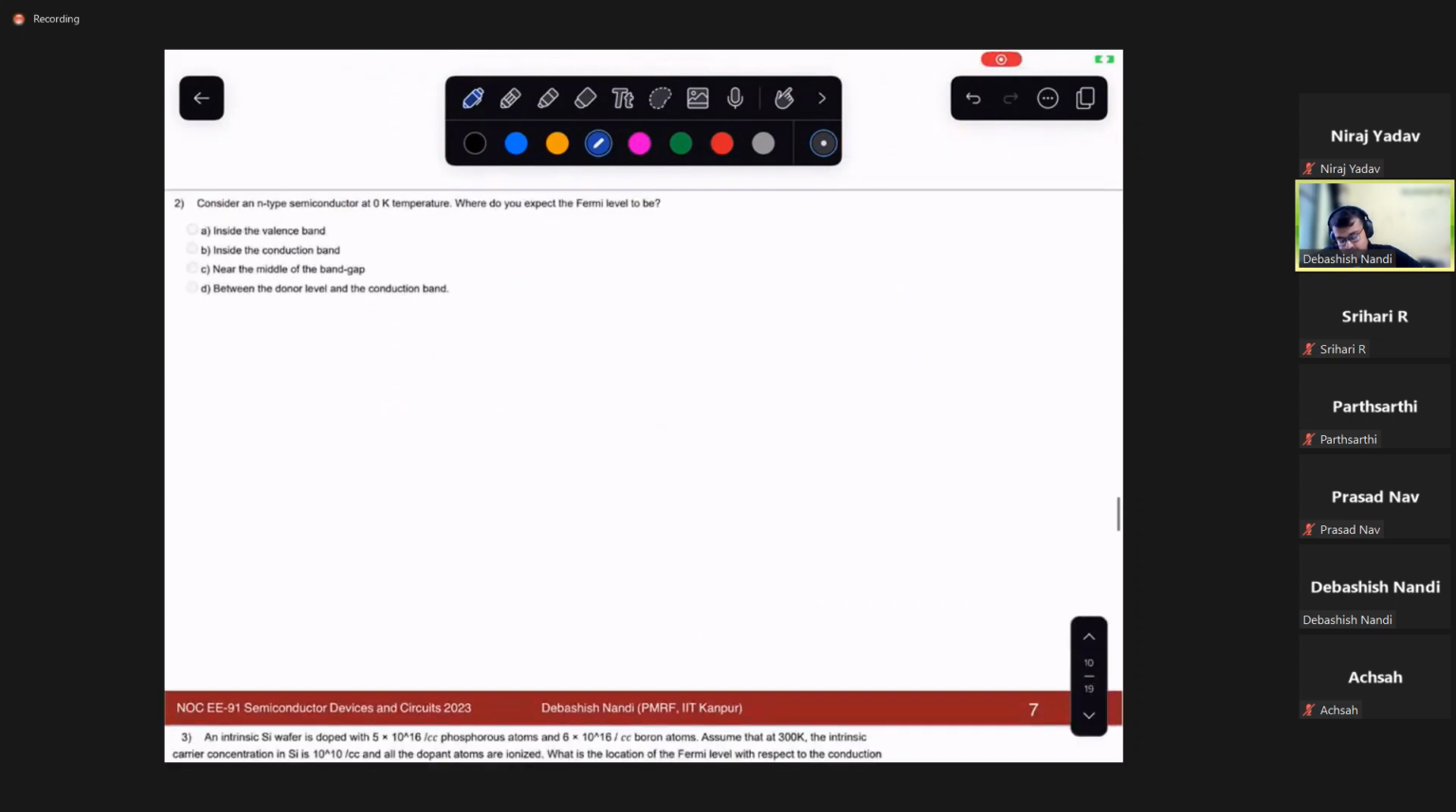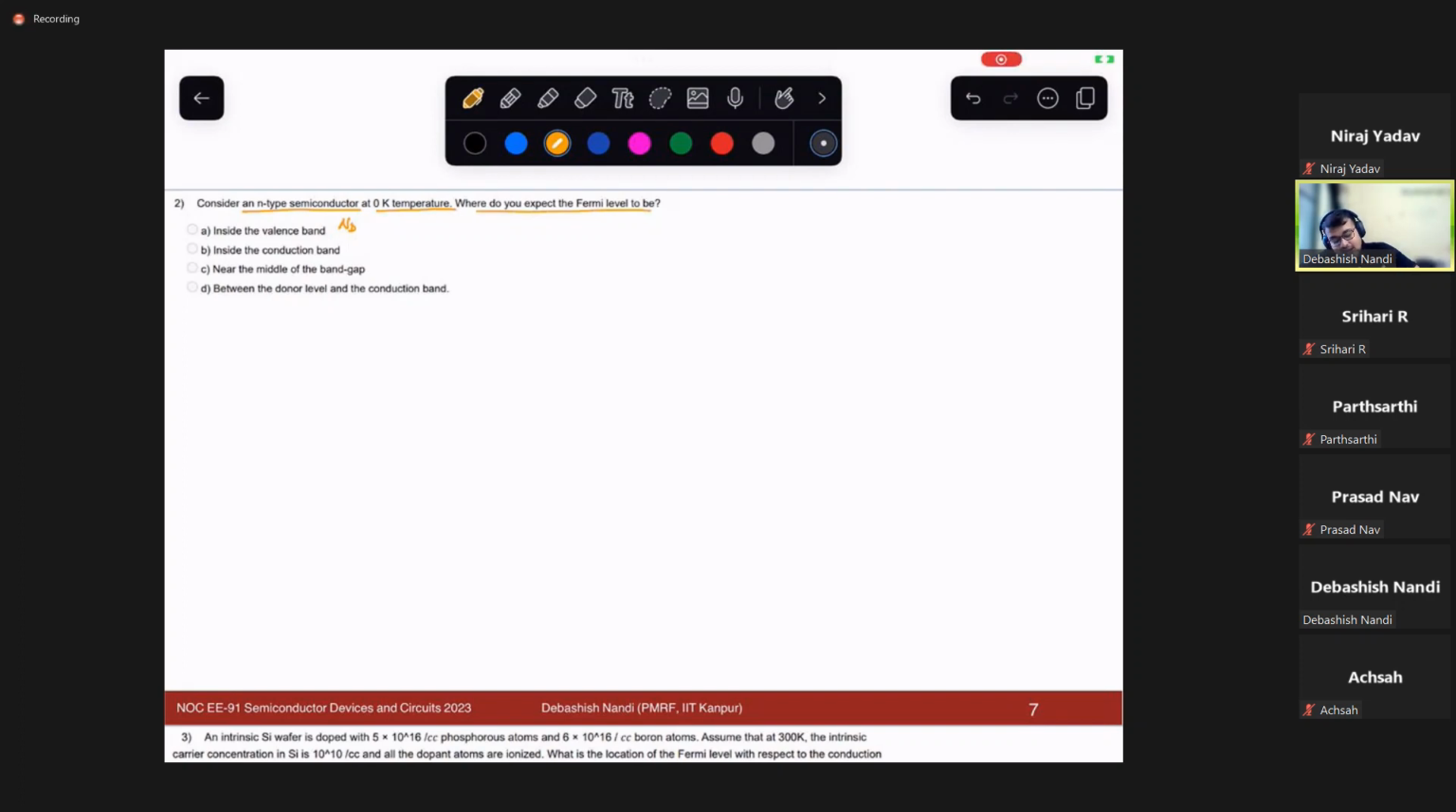So let's move on to the next problem. It is asked to consider an N-type semiconductor. The first information given is that it is an N-type semiconductor, which means I have dopant atoms present, at 0 Kelvin temperature. Where do you expect the Fermi level to be?